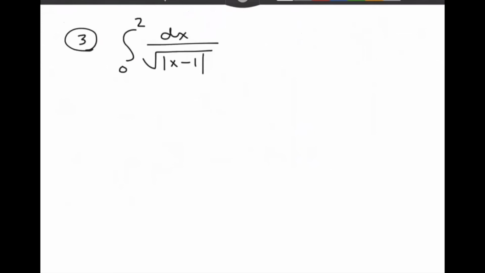Integral from 0 to 2 of 1 over the square root of the absolute value of x minus 1.